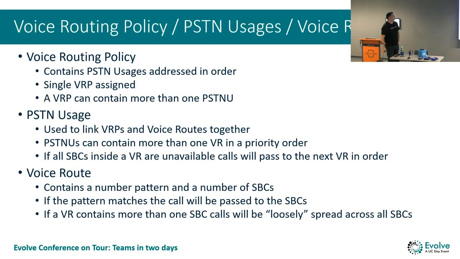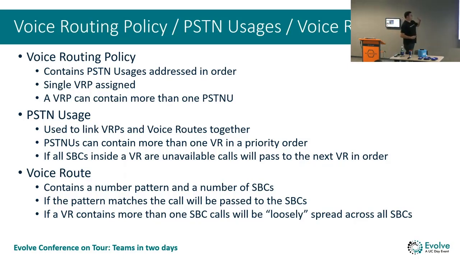The other thing that you have to assign to your user is a voice routing policy. The voice routing policy is the thing that acts as signposts for how users are actually going to make calls when they place one. So a VRP contains a PSTN usage, and a PSTN usage contains a VR, a voice route, okay? You remember the good old triangle that you used to have in Skype for Business days, where PSTN usages kind of glued everything together.